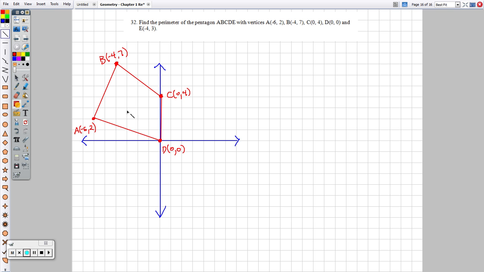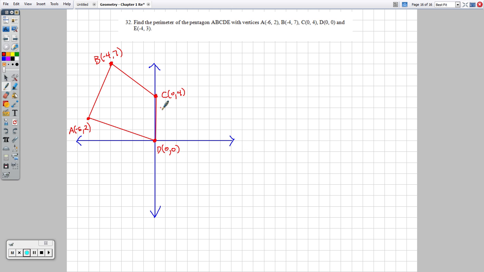We are trying to find, basically we need to find the length of each side and then add that all together. So this one, I think here, I'll go green now to label those sides. This one's pretty easy to see. You're just going up from 0 to 4. From that y value to that y value, that's going to be 4 right there.